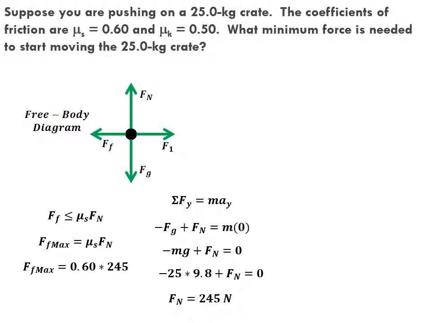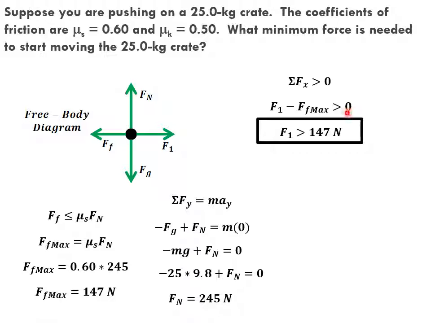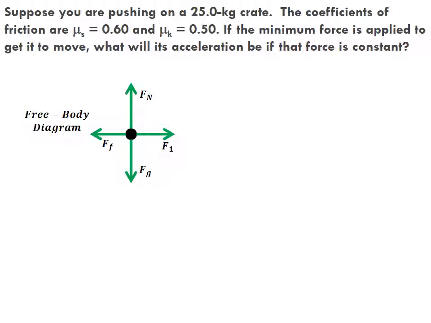Plug that in for the normal force on the other side. Multiply that by 0.6 and we figure out the maximum amount of friction is going to be 147 newtons. So that has to be the amount of friction that we have to overcome. That has to be the force that we need to apply in order to get the object to slide. So the net force has to be greater than 0. So if I take force 1, I subtract the maximum amount of static friction, I need something greater than 0. So that means force 1 has to be at least greater than 147 newtons, and that'll get it to start to slide.